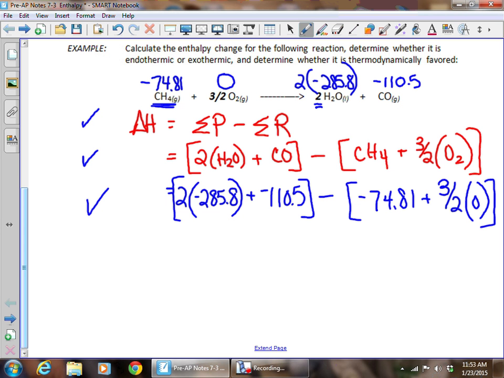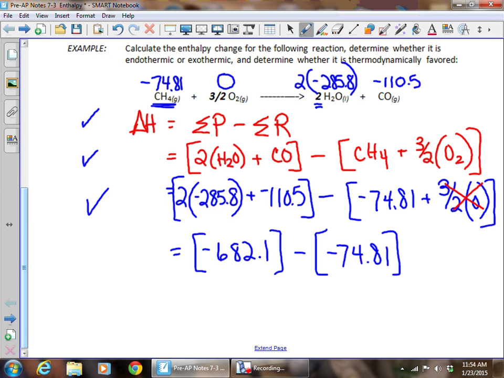substituted in. In the next step, I want you to write what it comes out to when you actually multiply and add through this. Remember, you can put this straight into your calculator as 2 times negative 285.8 plus a negative 110.5. If you do that and then hit enter at the end, you'll get negative 682.1 for this answer. And we're going to subtract off. And when you plug in 3/2, 3 divided by 2 times 0, you get 0. So that's going to drop out and we'll have negative 74.81 here.